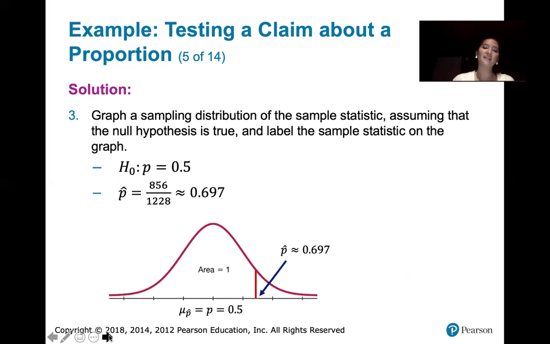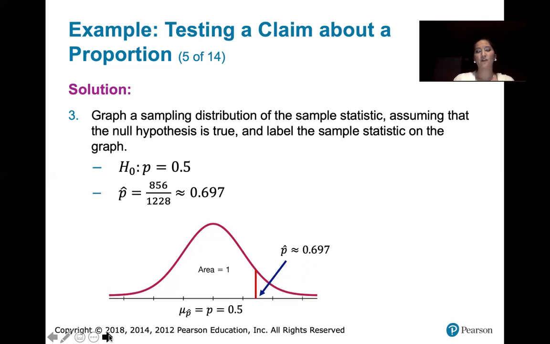If I draw my distribution of the p hats, remember how this is constructed: we're looking at all samples of size 1,228. Every time we select a sample of size 1,228, we compute a p hat. Then we select a different sample of the same size and compute a p hat, and we do that for all of the possible ways we could select a sample of size 1,228. Then we look at the distribution of the p hats. Because our requirements were met, the sampling distribution of the p hats is approximately normal.